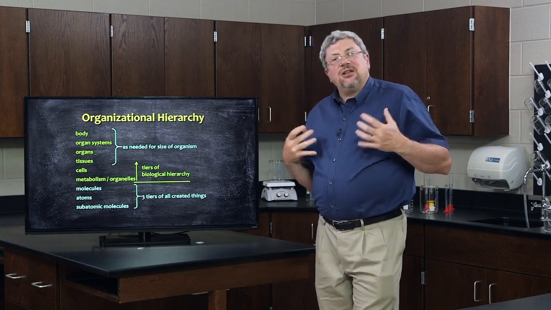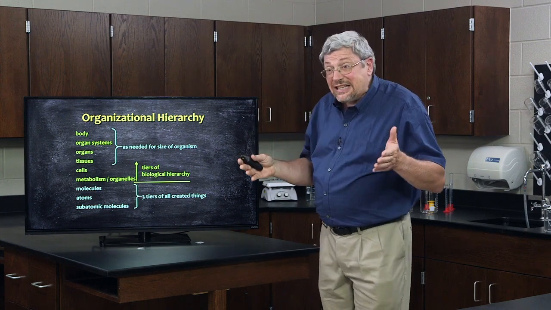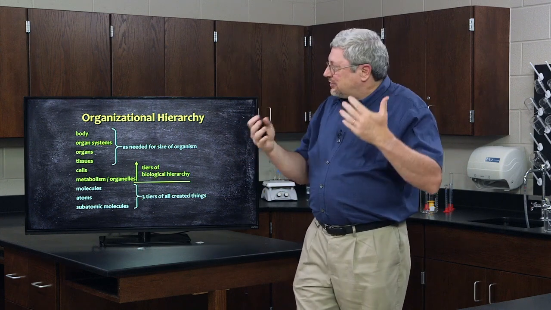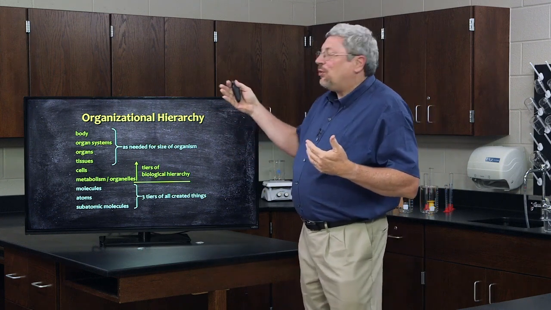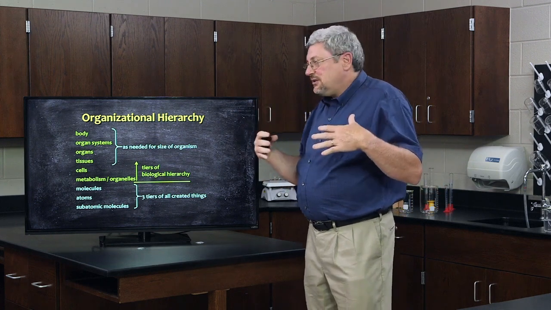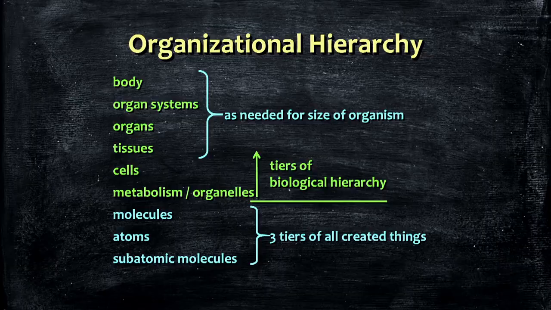By the time you get to something like a human being with trillions, literally trillions of cells, it turns out that there are as many as 4 other tiers of hierarchy above the level of cells. Cells are organized into tissues. We have hundreds and hundreds of tissue types in our body. Each tissue is made up of a number of different cells that interact together in that tissue.